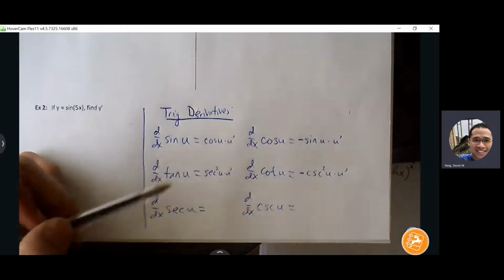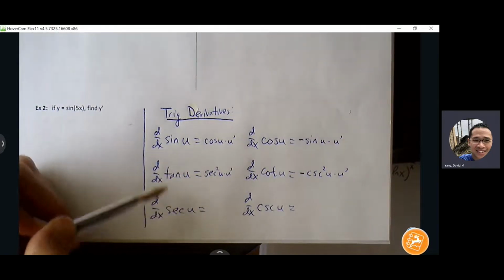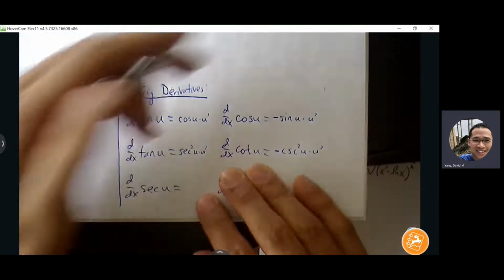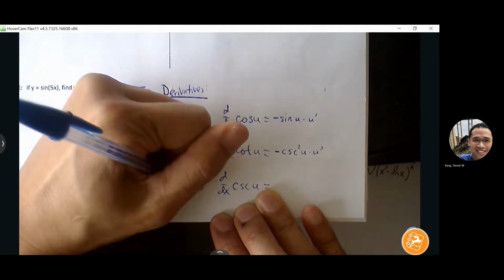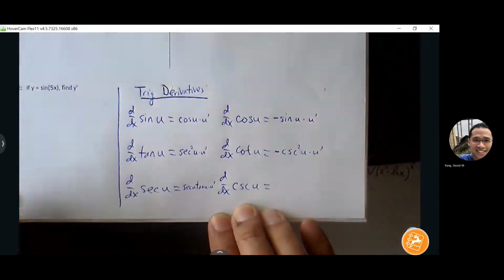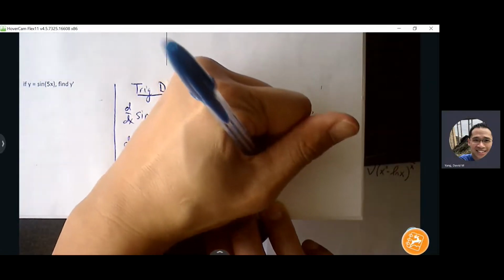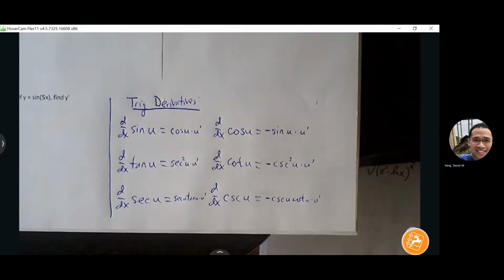Okay, secant's derivative also involves just the ones that's above it. So secant is secant u tangent u times u prime. And cosecant's derivative is negative cosecant u cotangent u times u prime.